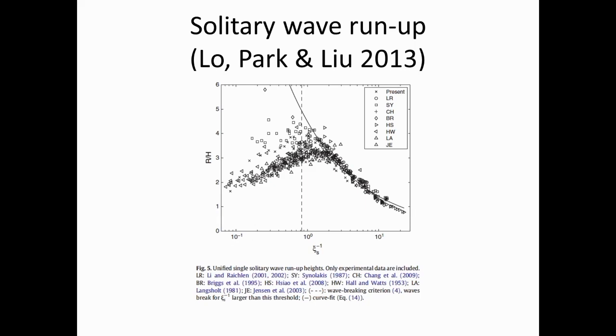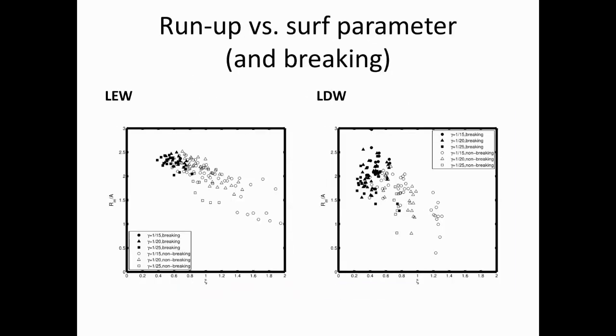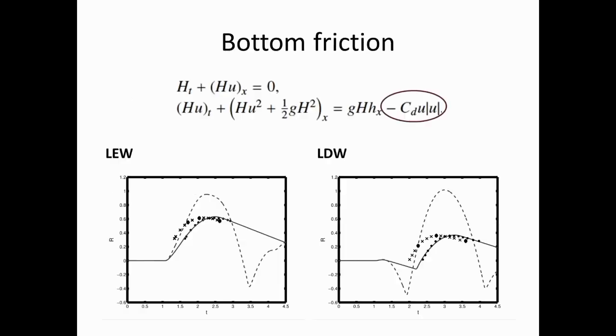This requires a larger surf similarity parameter, which means a milder slope or a much steeper wave. Both mean I need a bigger wave tank. So I'm missing the data, more data here.